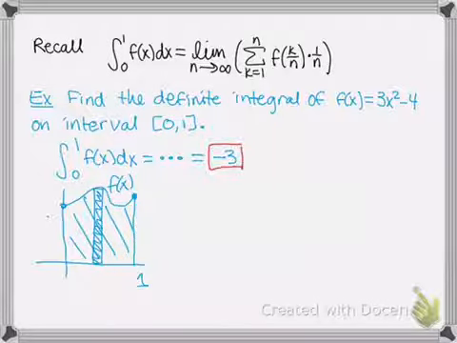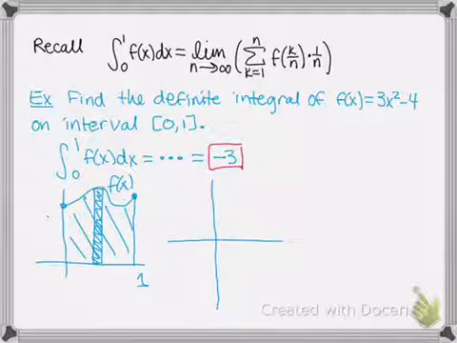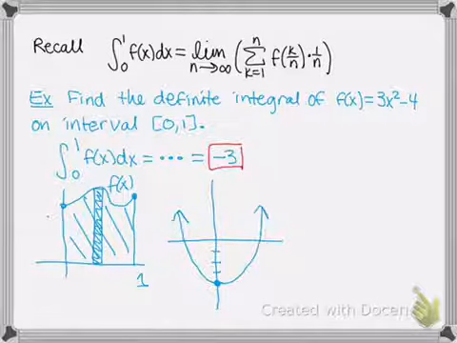So let's graph this function and then we'll talk about it. The graph of this function, 3x squared minus 4, is a parabola facing up, and the vertex is down here at -4. Okay, so 1 is around here, and so you're finding this area.